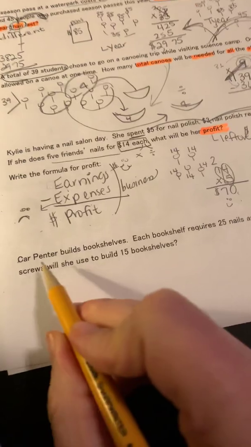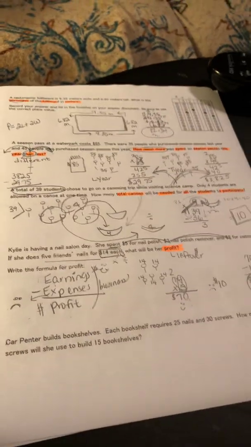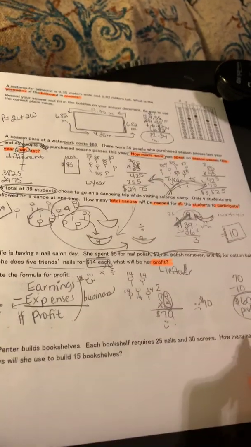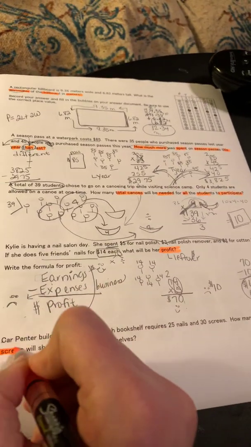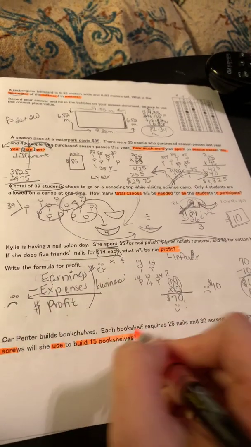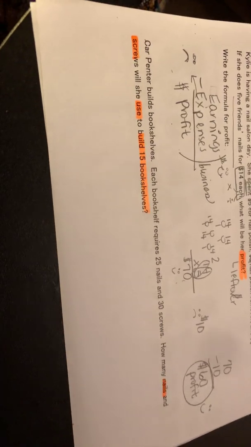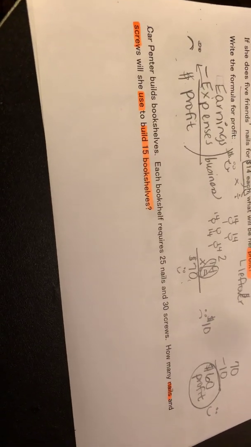All right, carpenter builds bookshelves. I love it. In the end, after they read, what are we looking for? We're looking for nails, screws, use, build 15 bookshelves. Do you know how many screws and nails they need for all 15 bookshelves? No. So you're missing the whole amount. Is a whole amount big or small? It's big.